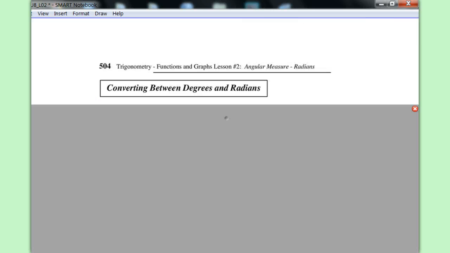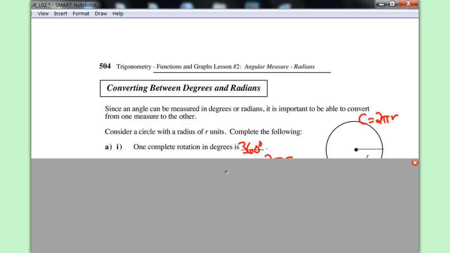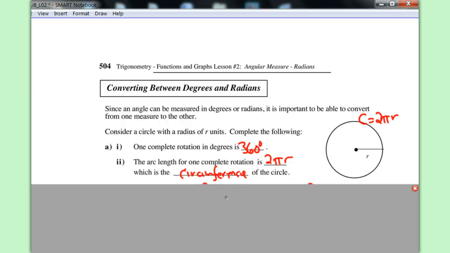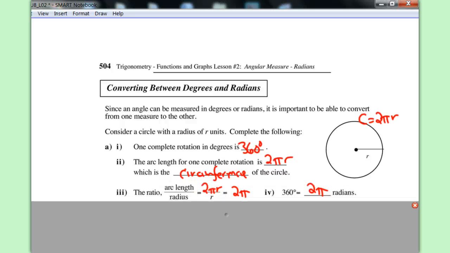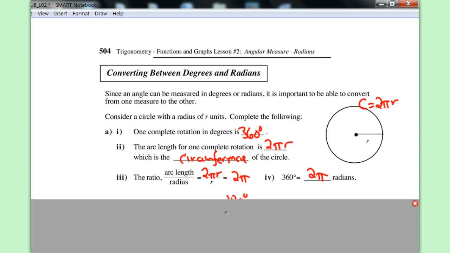The next part is going to be important for us: being able to convert between degrees and radians, and also the other way as well. First off, since an angle can be measured in degrees or radians, we have to be able to convert. One complete rotation is obviously 360 degrees. The arc length for one complete rotation is 2 pi r, which is the circumference. The ratio of arc length to radius for a full circle is 2 pi, so that means that 360 degrees must be equal to 2 pi.